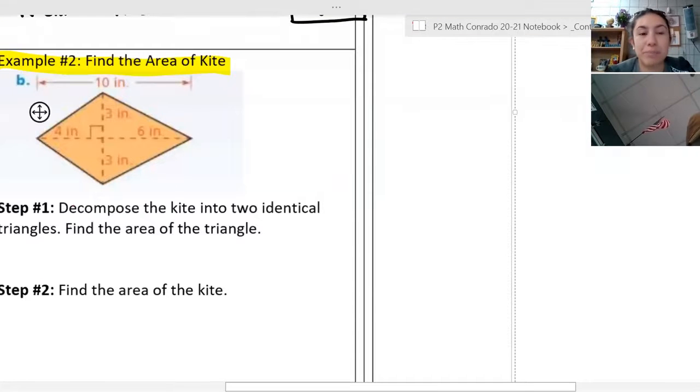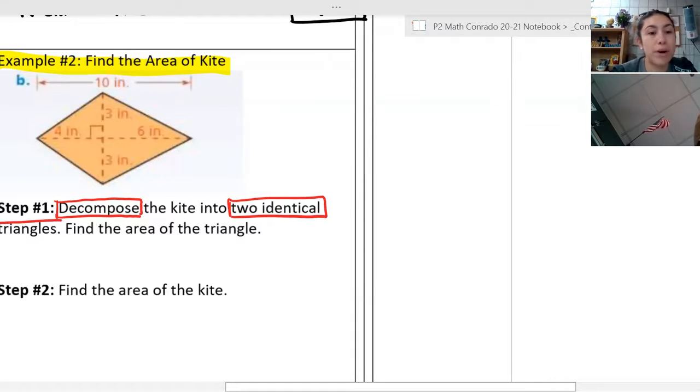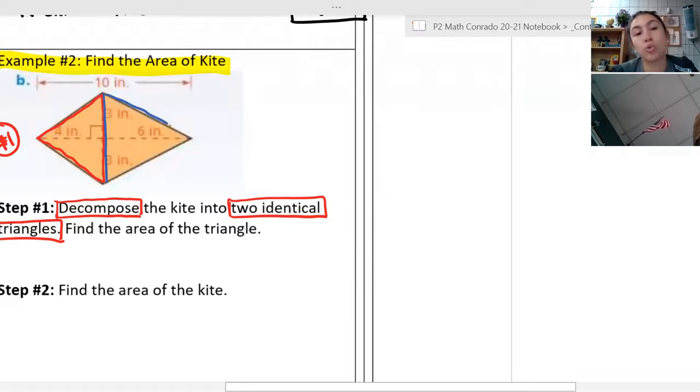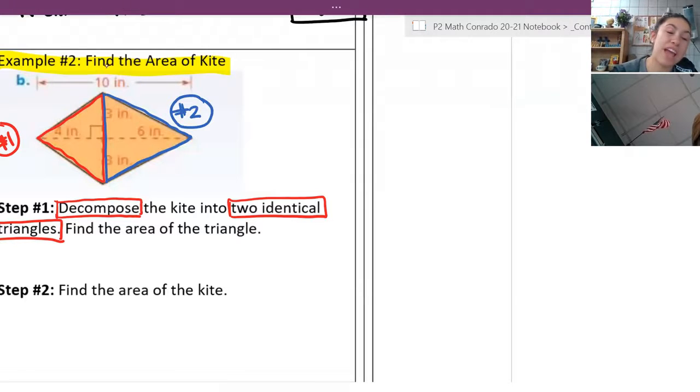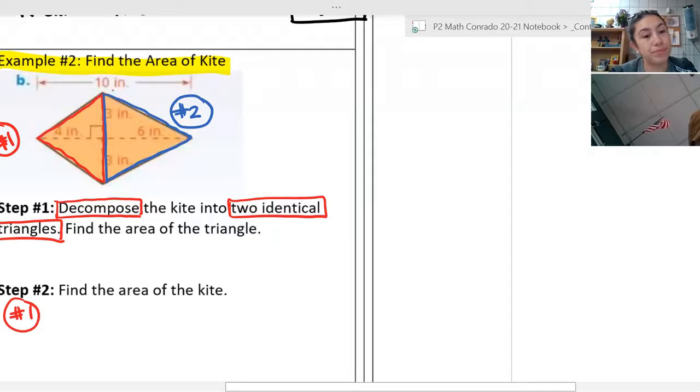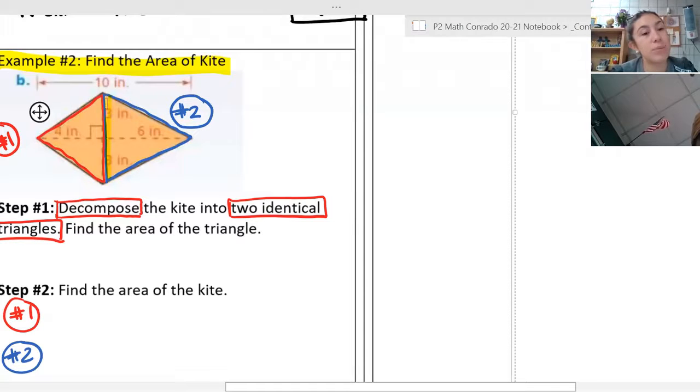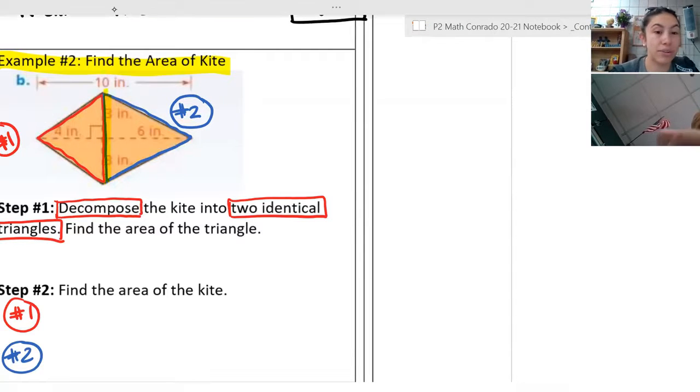All right, let's go back to example number 2 now. And now we're going to focus on finding the area of a kite. So again, let's pull apart or decompose the kite into 2 identical triangles. We have our first triangle that's drawn in red and our second triangle that's drawn in blue. The first step is to find the area of the first triangle, and then the second step would be to find the area of the second triangle.